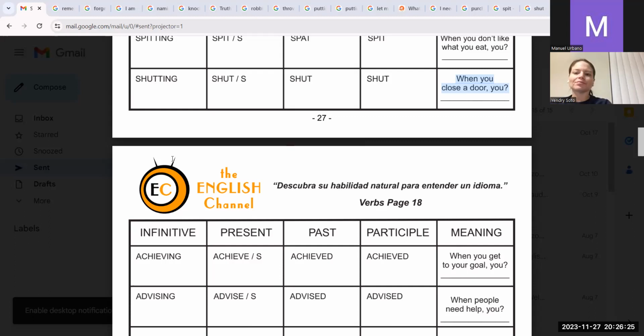Ahora esta esa goma que tú usas en la escuela.